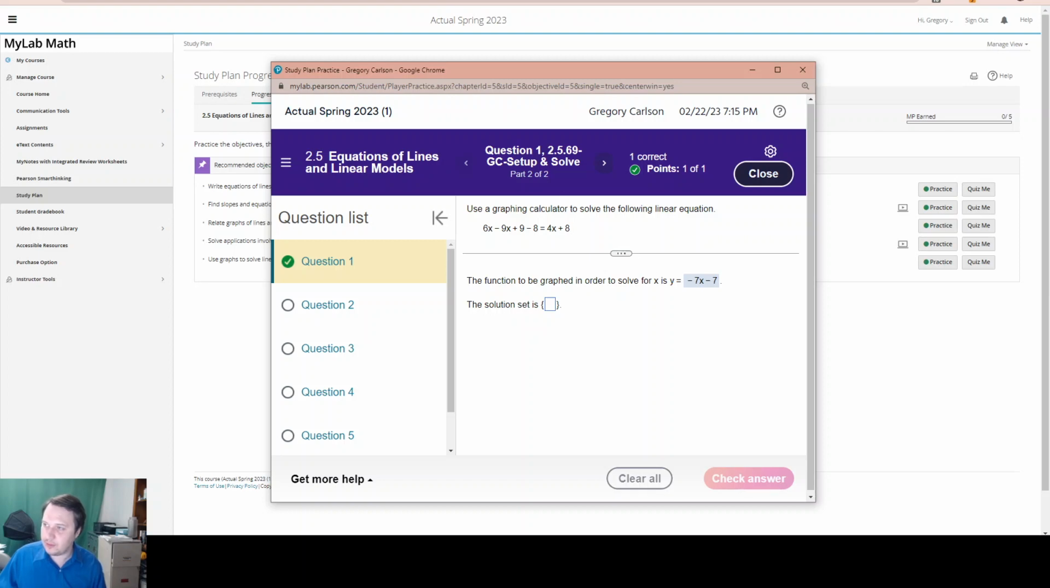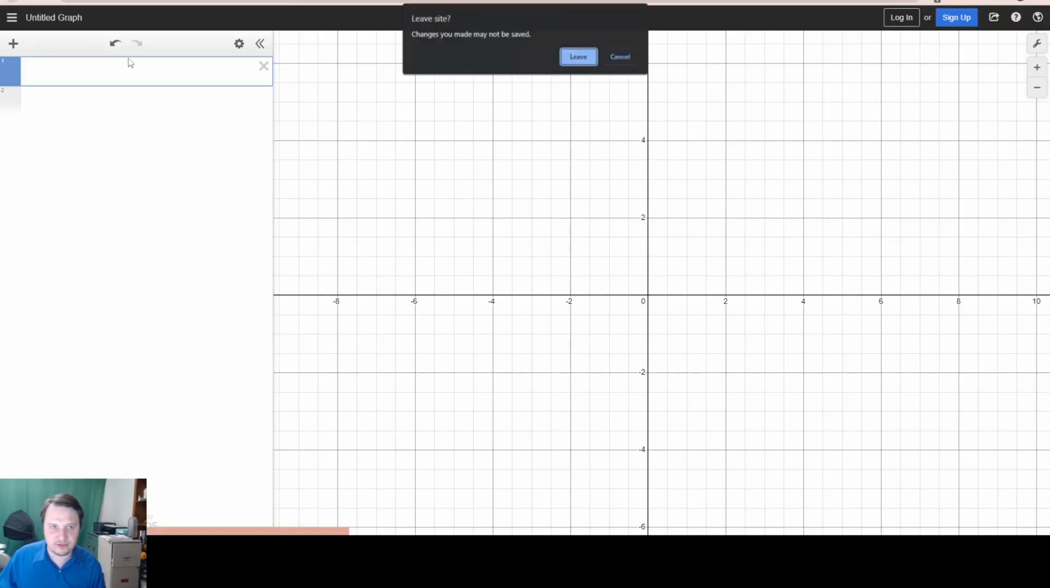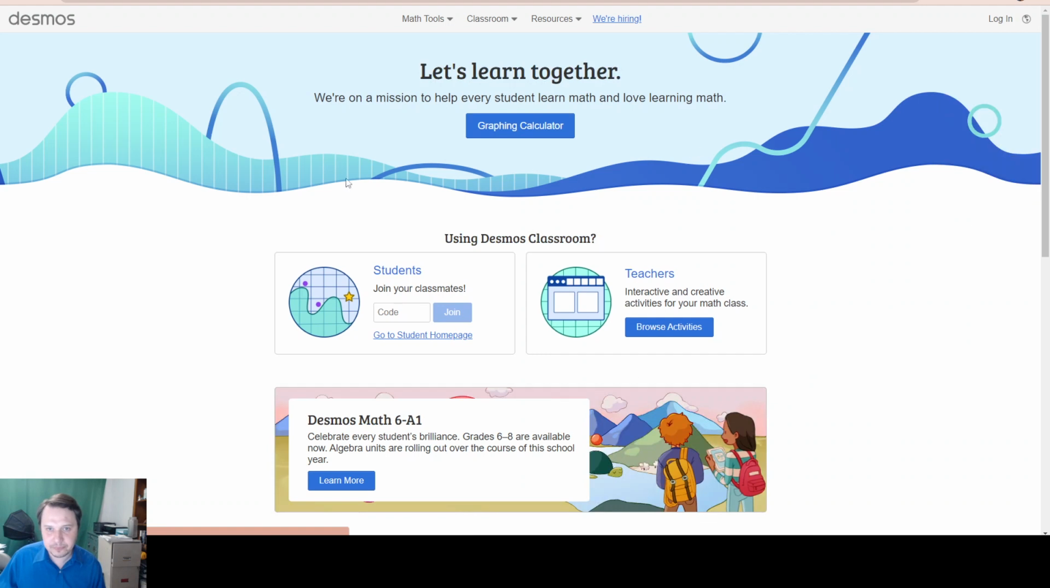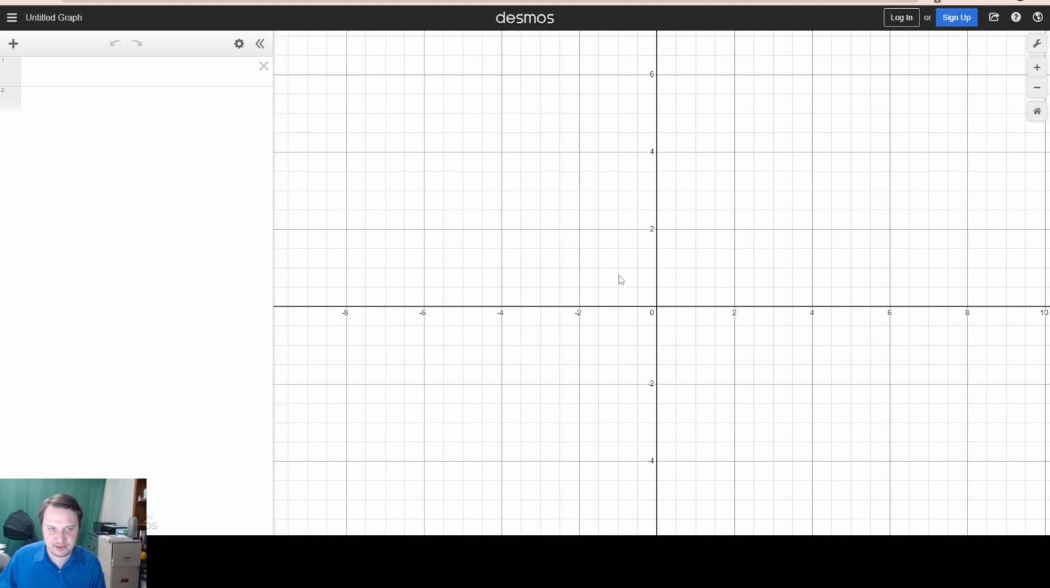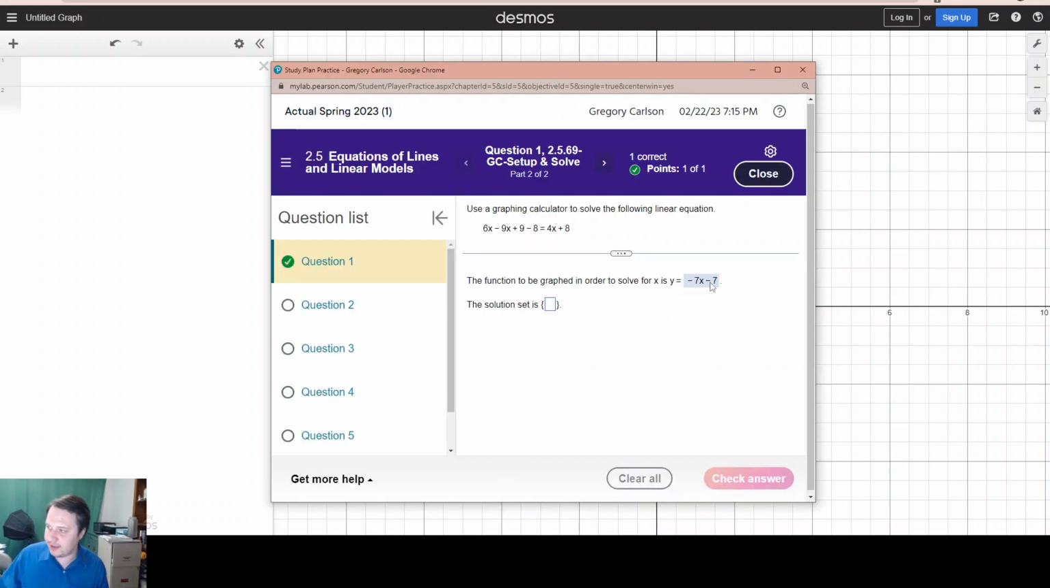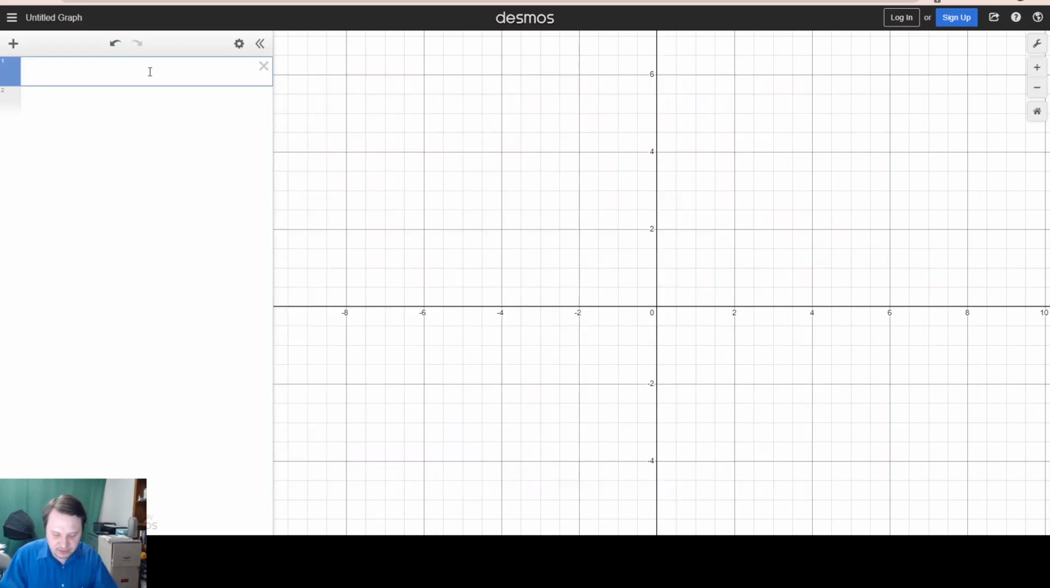So what I'm going to do now is go to a website called Desmos.com. It looks like this. It's an online graphing calculator website that's free, and I highly recommend it. It's desmos.com, and then just click the graphing calculator button. And you can see we get this great graphing calculator. So I'm now going to graph the equation. So y equals negative 7x minus 7.